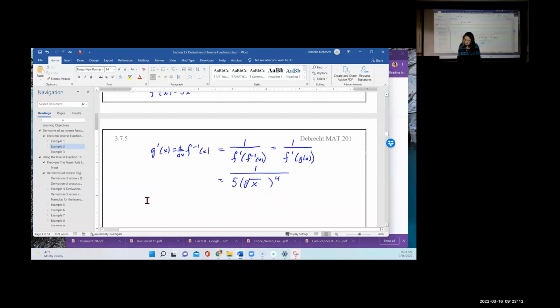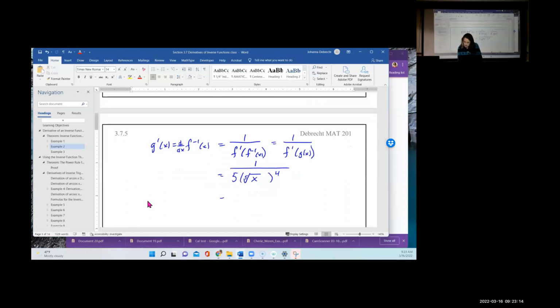So this leads us to write, and this comes from college algebra. So if you're a little shaky on your rules, this is a good review. Remember, the fifth root is the 1/5 power, and it's also raised to the 4th power. So this gives us the 4/5 power. So this is 1 over 5 x to the 4/5.